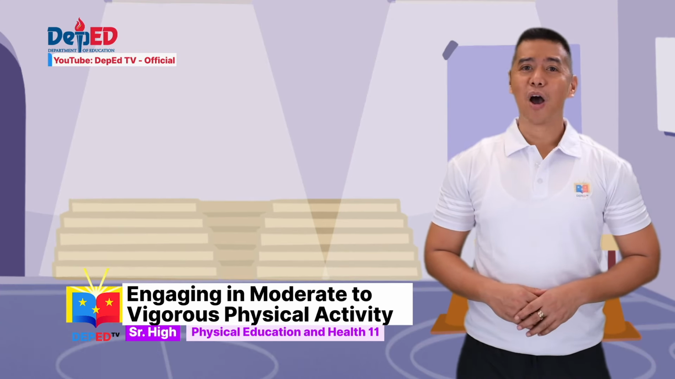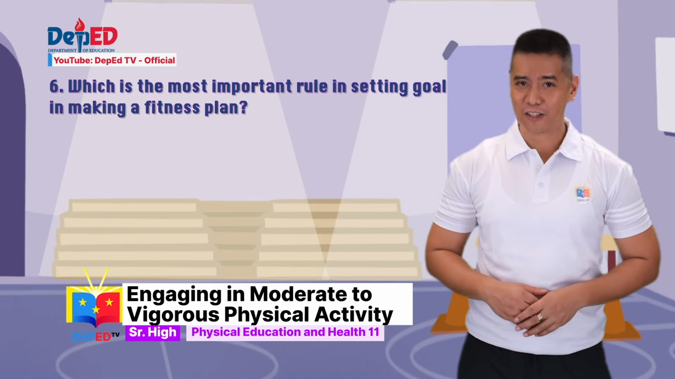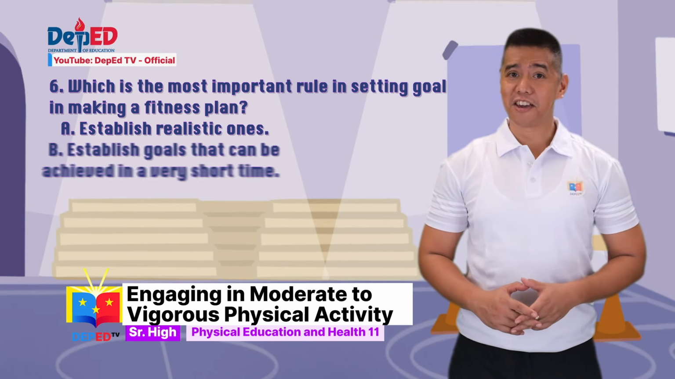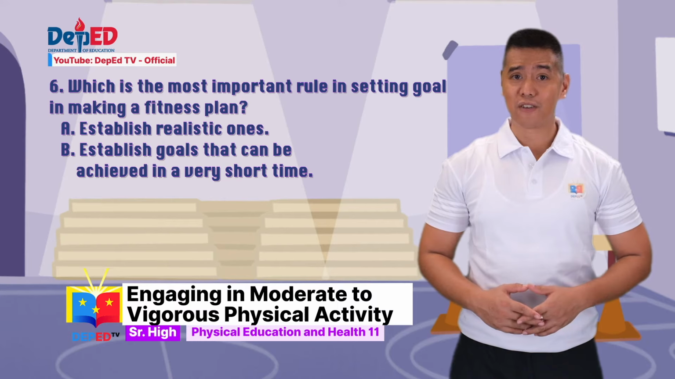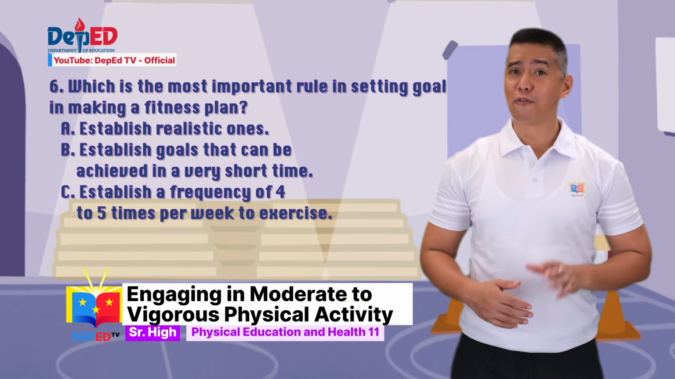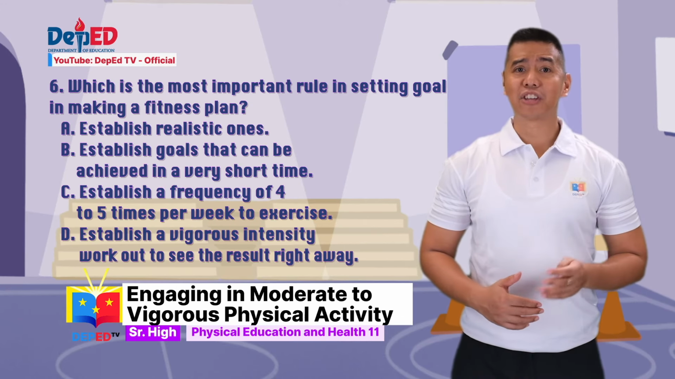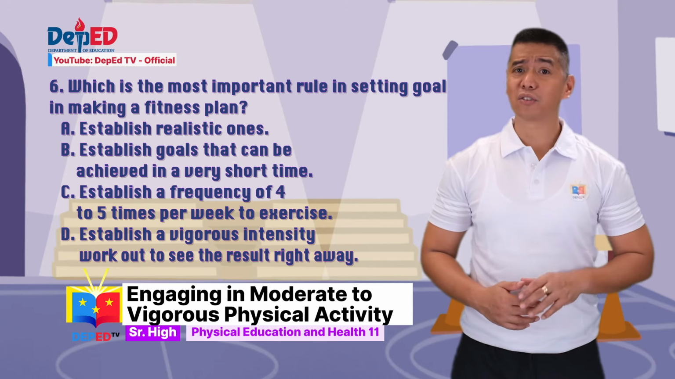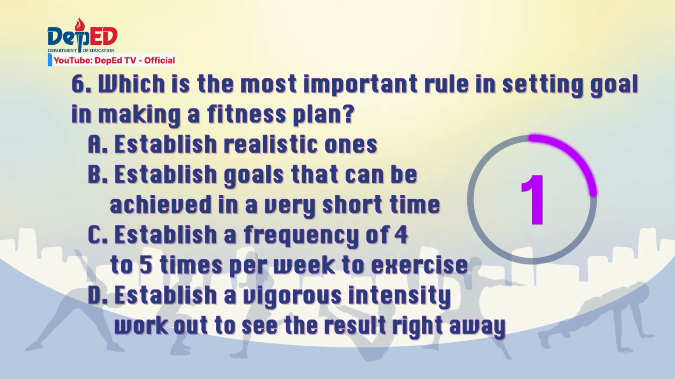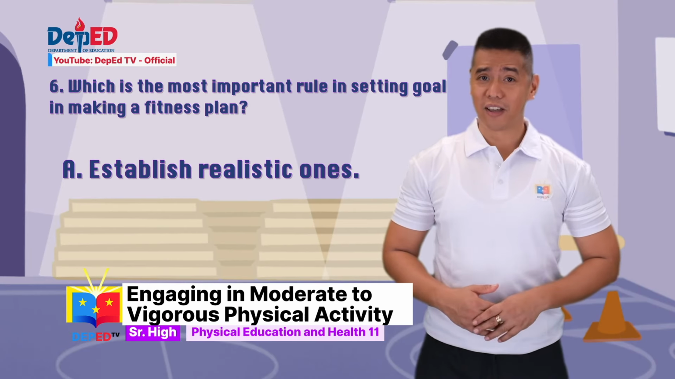Number 6. Which is the most important rule in setting a goal in making a fitness plan? A. Establish realistic ones. B. Establish goals that can be achieved in a very short time. C. Establish a frequency of 4 to 5 times per week to exercise. Or D. Establish a vigorous intensity workout to see the result right away. The correct answer is letter A. Establish realistic ones.